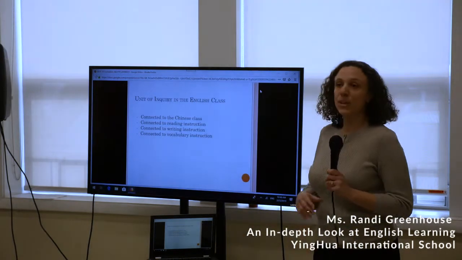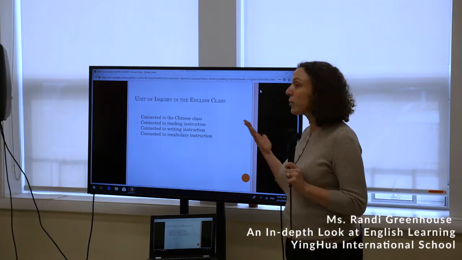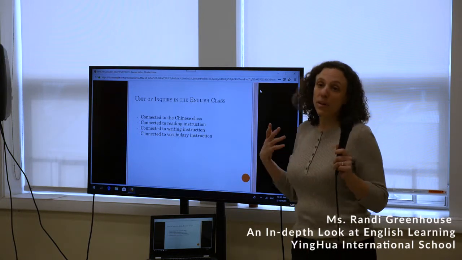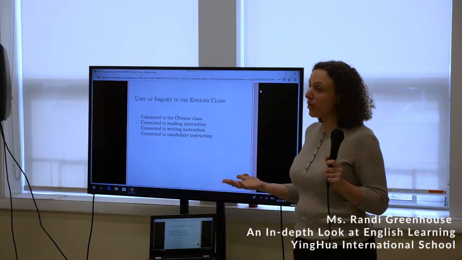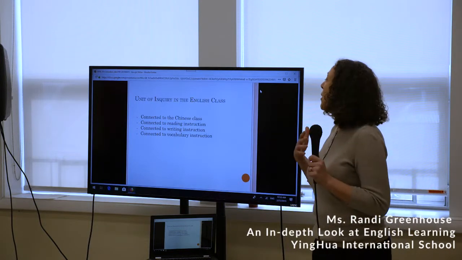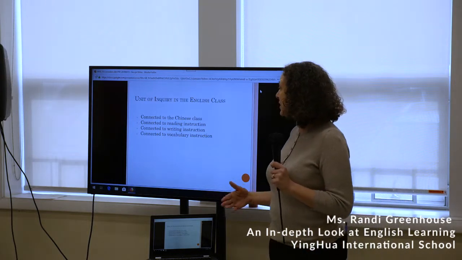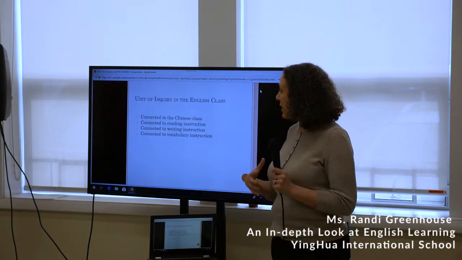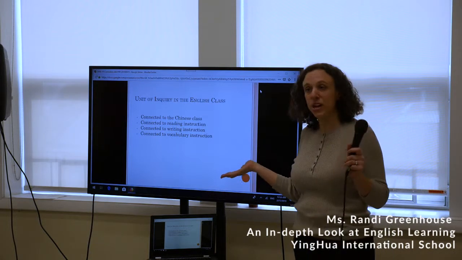So I'm going to start with the unit of inquiry because this is the big picture that the Chinese teacher and the English teacher work together to create, this umbrella for each unit. The Chinese teacher and the English teacher would work together on whatever the topic is to figure out what are the essential questions that we're going to look at, what are the key concepts, what is the vocabulary that they're going to learn in both English and Chinese. And then in the English class, we would take this and connect it to the reading instruction, to the writing instruction, and to the vocabulary instruction.